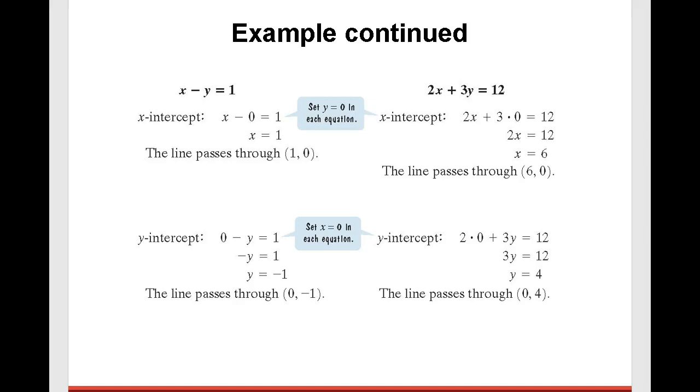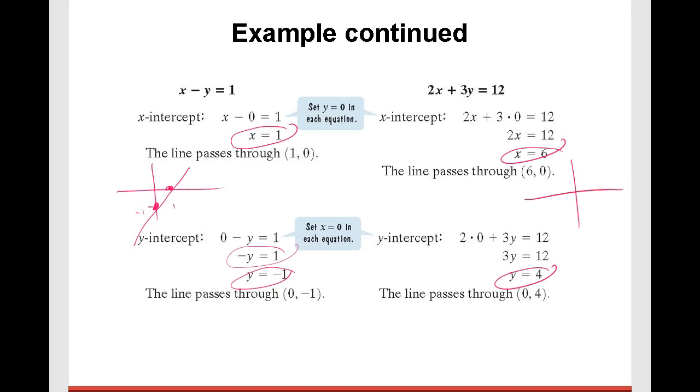So for the first one, you cover the y and that leaves you with x equal to 1. You cover the x and that leaves you with minus y equal to 1, which means y is equal to minus 1. So when you graph it, it's just 1 here and minus 1 here. This is your boundary line for the first inequality. You do the same here, and you're going to get x equal to 6 and y equal to 4. So you sketch your line, 6 and 4. Oops, I'm cheating a bit, but there's your boundary line.